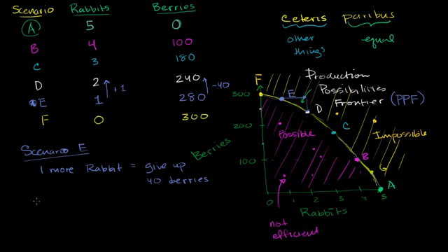So let me write this down. The opportunity cost of one more rabbit. And this is particular to scenario E. As we'll see, it's going to change depending on what scenario we are in, at least for this example. So the opportunity cost of one more rabbit is 40 berries, assuming we are in scenario E. One more rabbit, I have to give up 40 berries.